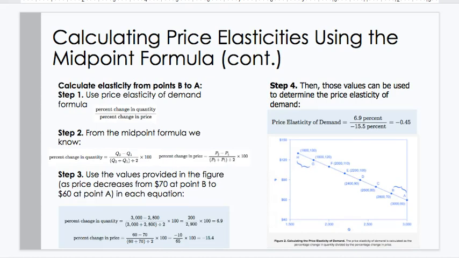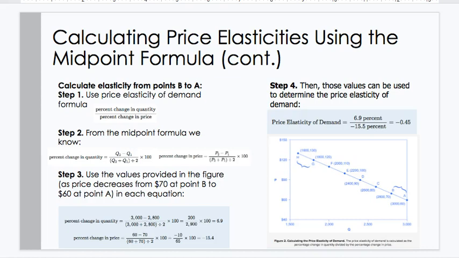Calculating price elasticities using the midpoint formula, continued. Calculate elasticities from points B to A. Step 1. Use the price elasticity of demand formula: percent change in quantity over percent change in price. Step 2. From the midpoint formula, we know percent change in quantity is Q2 minus Q1 over (Q2 plus Q1) divided by 2, and percent change in price is P2 minus P1 over (P2 plus P1) divided by 2. Step 3. Use the values provided in the figure as price decreases from 70 at point B to 60 at point A in each equation.